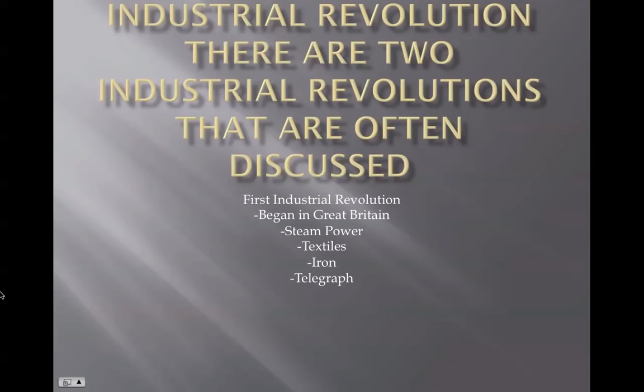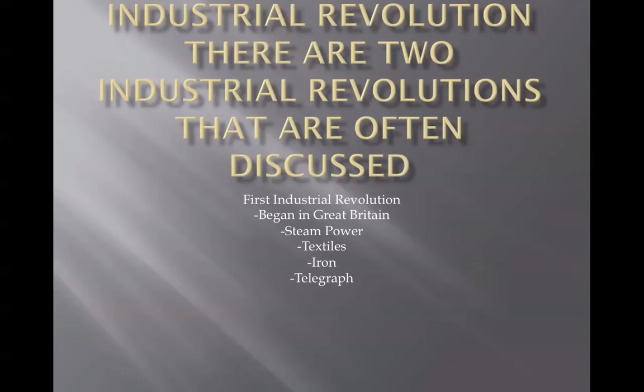We're gonna talk a little bit about the Industrial Revolution. Usually, when we talk about the Industrial Revolution, there are two industrial revolutions that are often discussed. The first Industrial Revolution began in Great Britain at the end of the 1700s, and as you can see on the slide, steam power, textiles, iron, and the telegraph were all characteristics of the first Industrial Revolution.